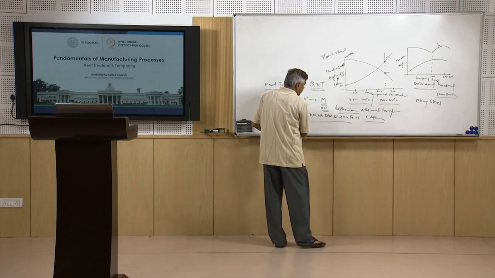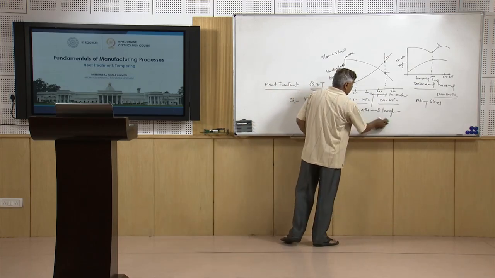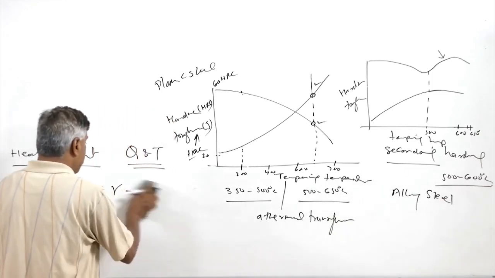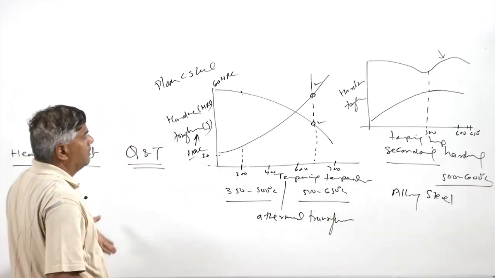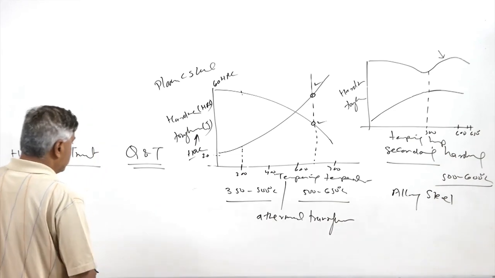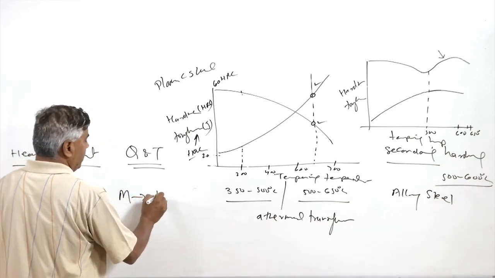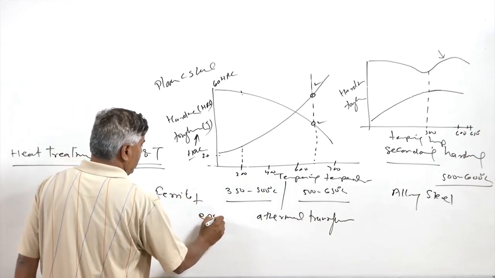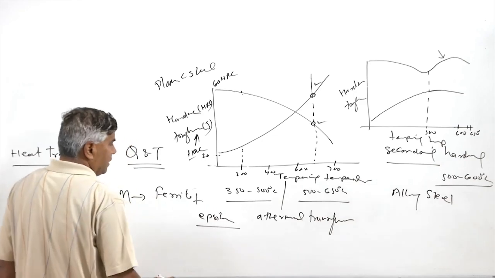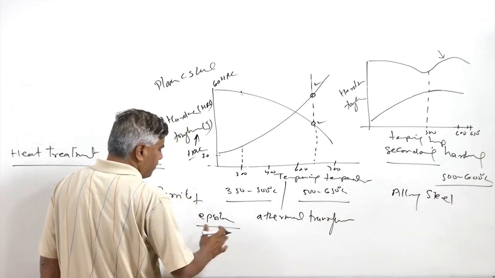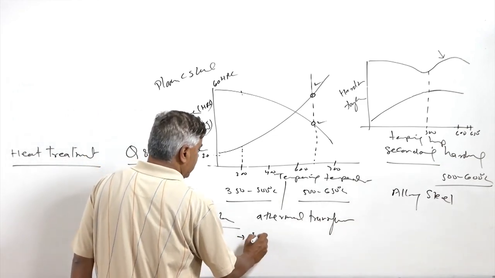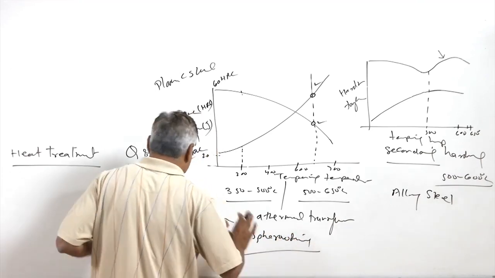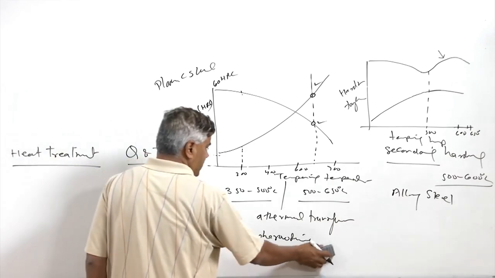Depending upon the tempering temperature, the extent of the diffusion of the carbon from the martensite will vary. If the tempering is done at too high a temperature, then martensite finally will form ferrite plus epsilon carbides, and if further prolonged, the tempering can lead to spheroidization. So this will simply lead to the softening of the steels.